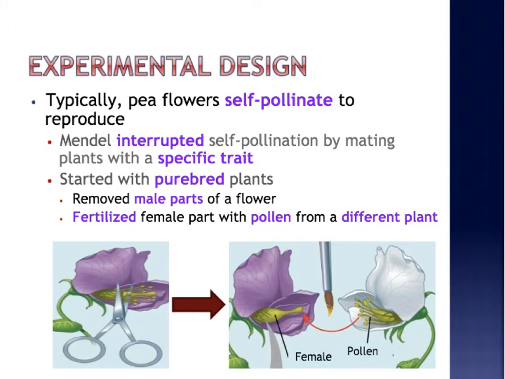Here's a little bit more on the pea plant's ability to self-pollinate. Mendel could interrupt this self-pollination by mating plants with a specific trait. So he started with purebred plants, removed the male parts of the flower, and fertilized the female parts with pollen from a different plant. So he was definitely able to control which plants with which traits he was crossing.